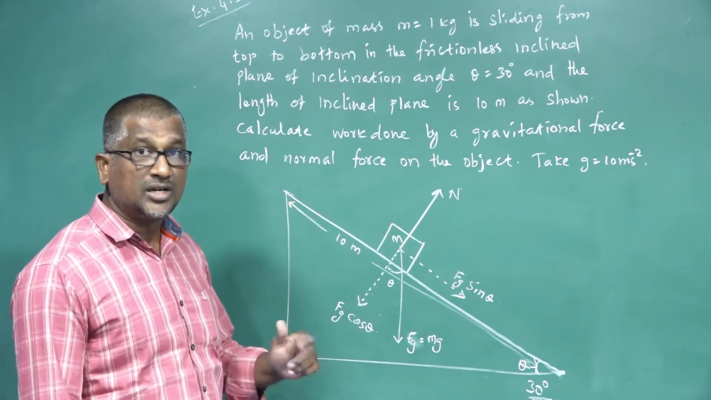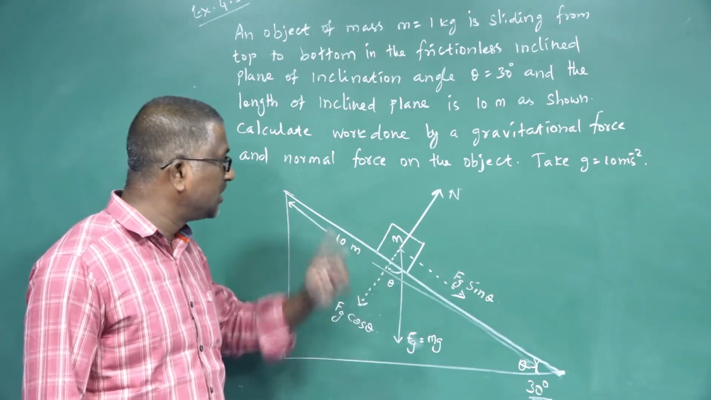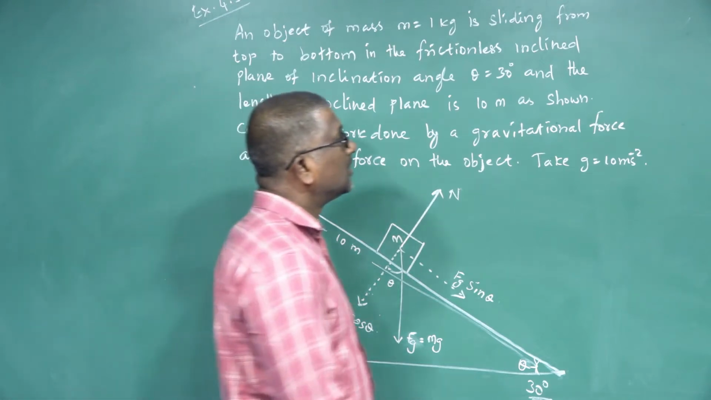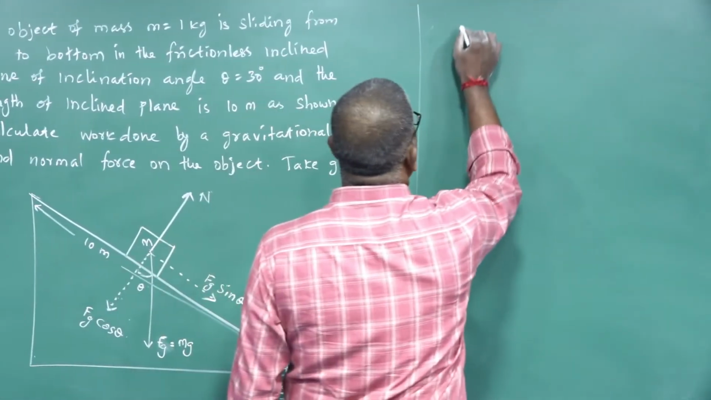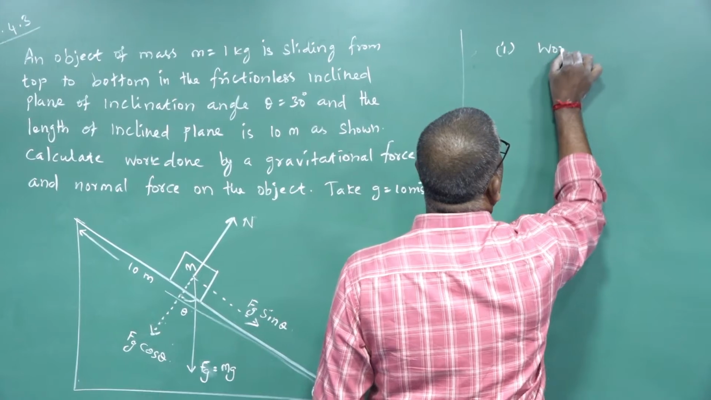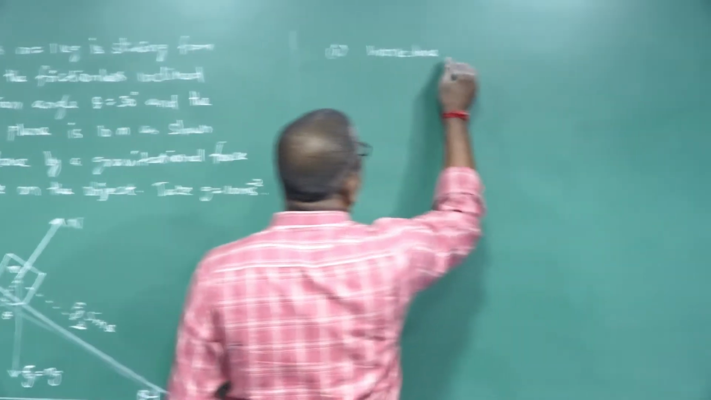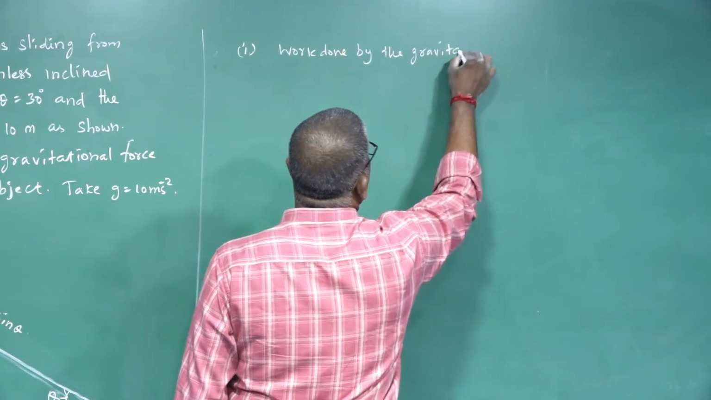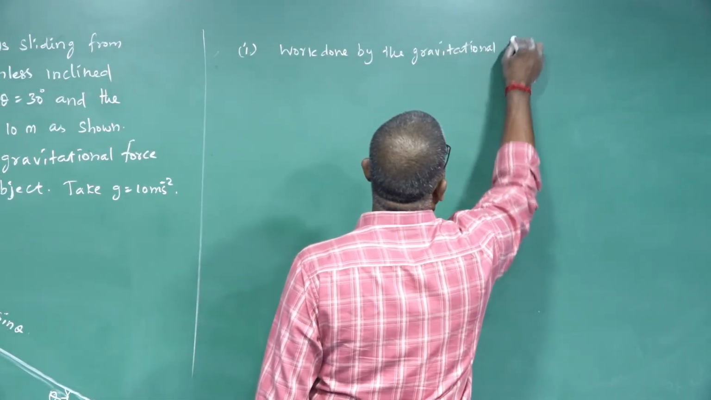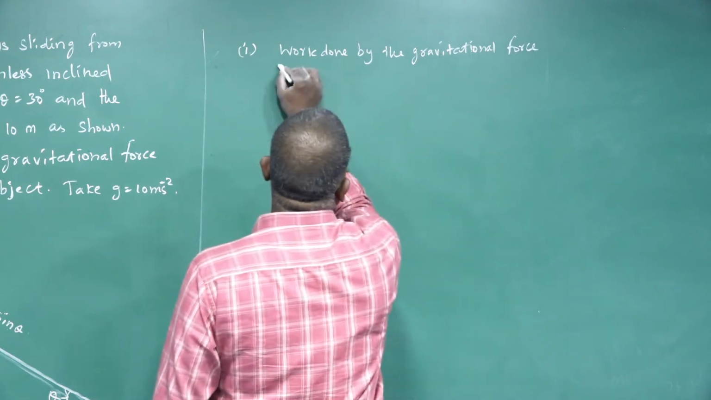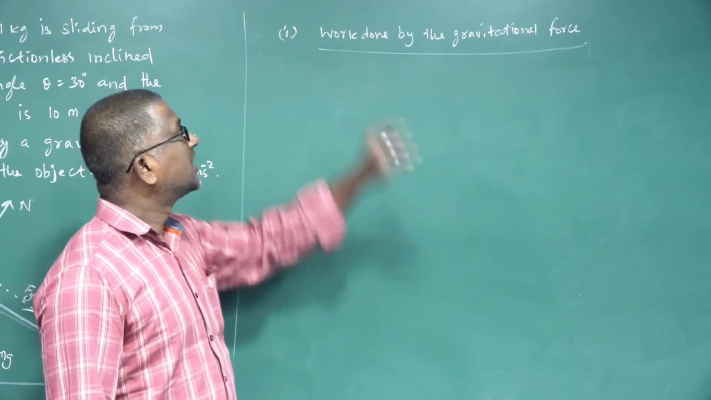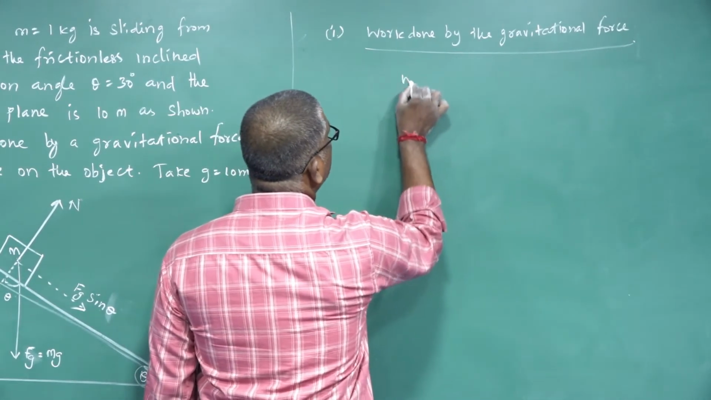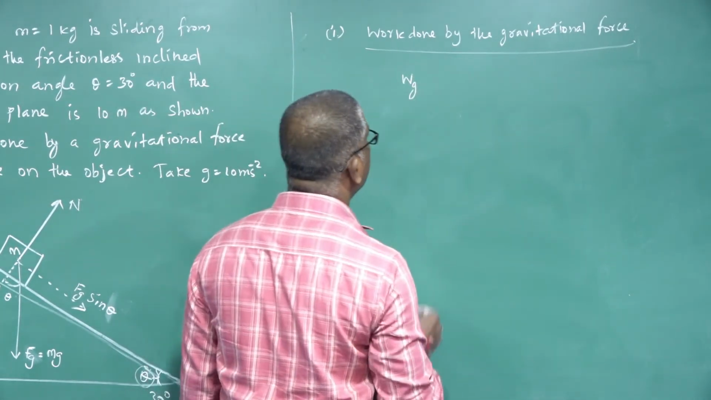Work done by the normal force, already I told, there are two forces acting on this object. One is the gravitational force and another one is the normal force. So first, work done by the gravitational force. Right. First, work done by a gravitational force, suppose denoted by W suffix g.